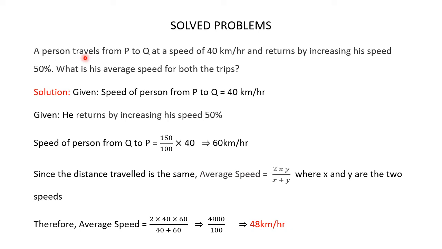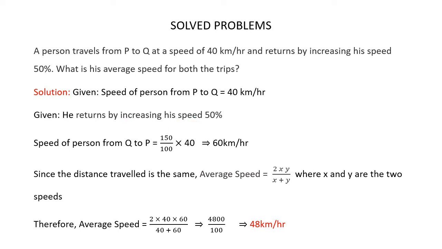A person travels from P to Q at a speed of 40 kilometers per hour and returns by increasing his speed by 50%. What is his average speed for both the trips? Now it's given that the speed of the person from P to Q is 40 kilometers per hour. It's given that he returns by increasing his speed by 50%.